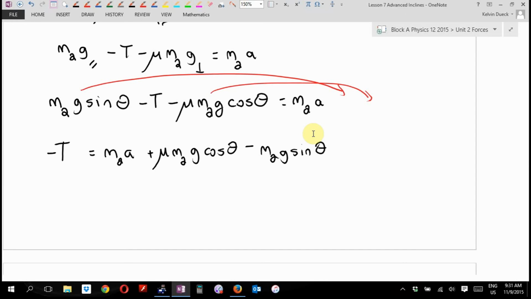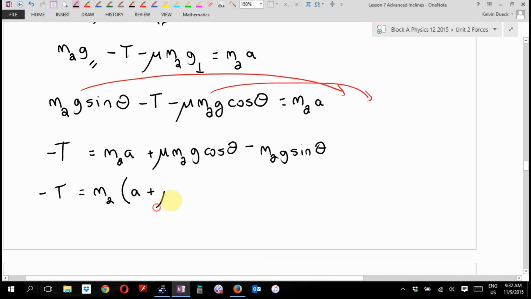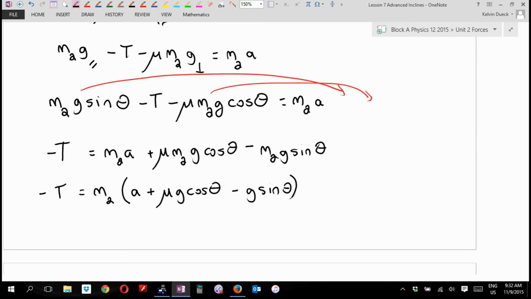How many masses are there? 3. How many would I prefer? 1. It'd be wonderful if there was some kind of grade 9 mathematical operation that I could factor, right? So the negative T drops down. I factor out an M2 from the first term, and an A will be left behind. A mu g cos will be left behind. A minus. And a g sine will be left behind. Okay, I won't say that it looks pretty. It's ugly. But how would I get M2 by itself?